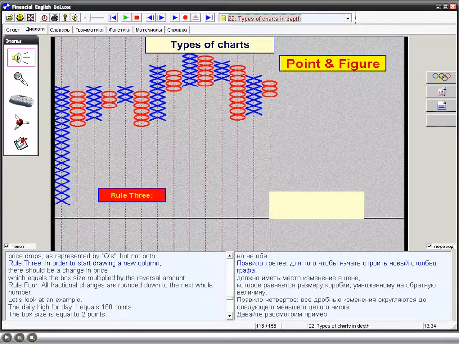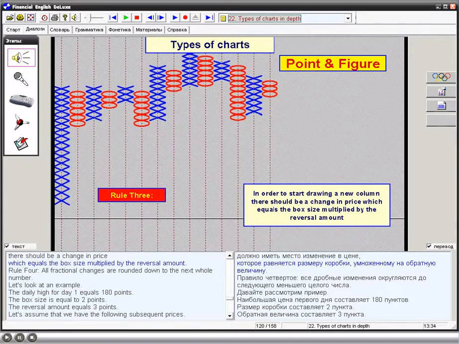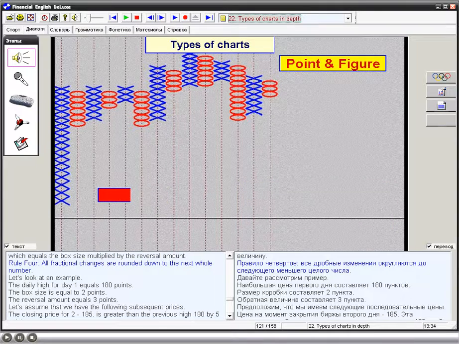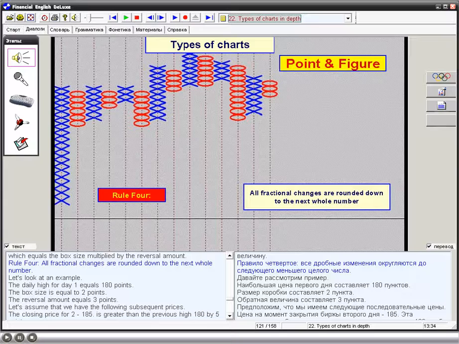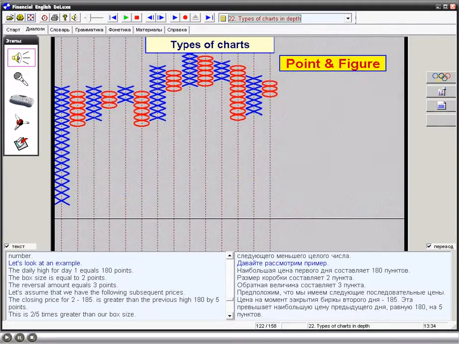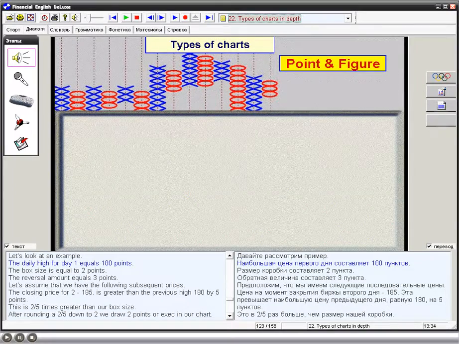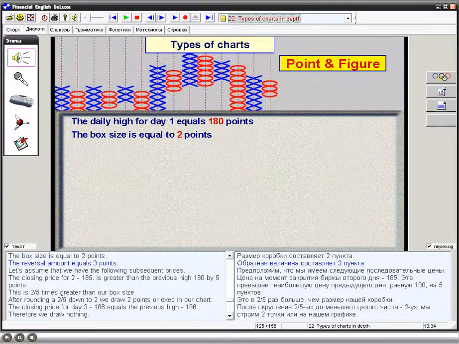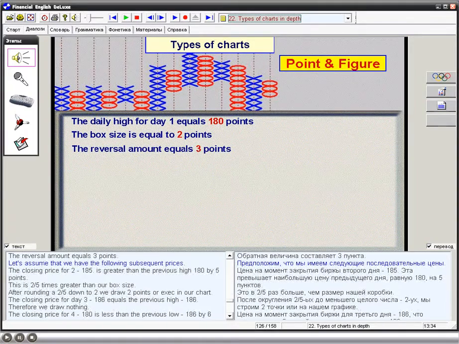Rule 3. In order to start drawing a new column, there should be a change in price which equals the box size multiplied by the reversal amount. And Rule 4. All fractional changes are rounded down to the next whole number. Let's look at an example. The daily high for day 1 equals 180 points. The box size is equal to 2 points. The reversal amount equals 3 points.